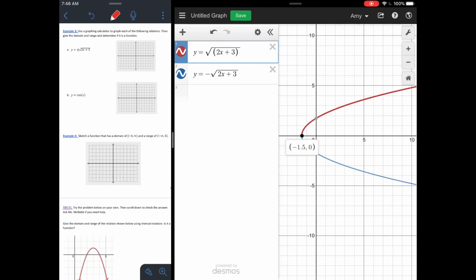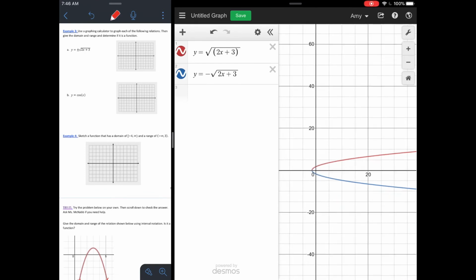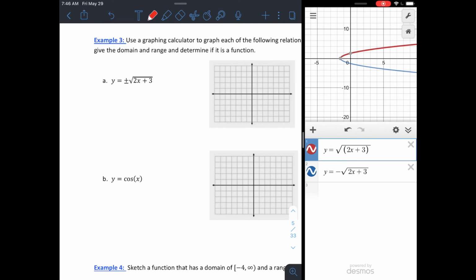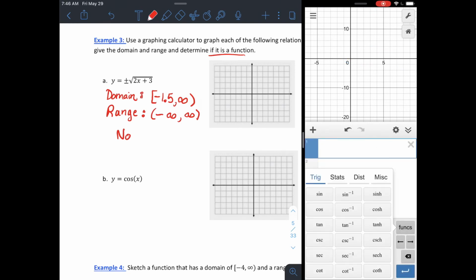It should look like this. So if you're thinking domain and range, like your domain, if I zoom out here, it looks like it continues to the right forever, and your smallest x value is -1.5. So our domain is going to be from -1.5 with a square bracket because I have a point that actually has that x value to infinity. And then my range, it's going vertically expanding out slowly forever and ever, so -infinity to infinity, and it is not a function.